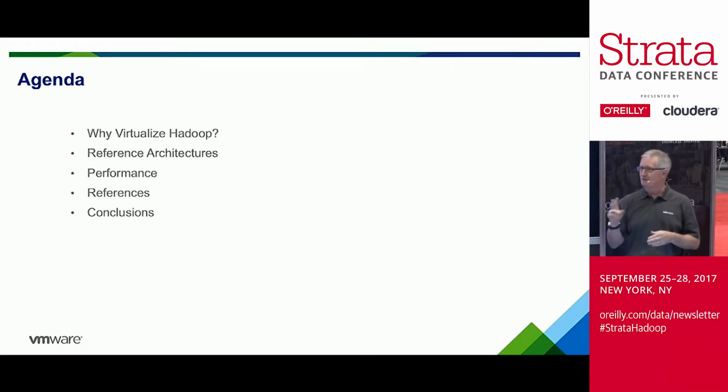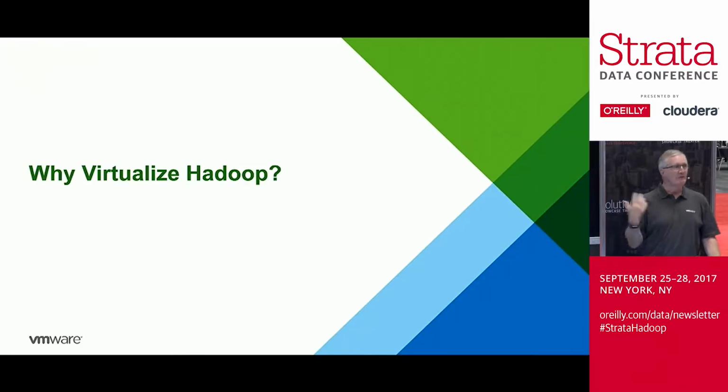So I'm going to give you two reference architectures that we see commonly among our customer base, and I'm going to show you a couple of graphs of performance, in particular performance of machine learning and Spark algorithms running on virtual machines on VMware. And then I'm going to give you some references, and feel free to talk to me afterwards about the content. So why virtualize Hadoop?